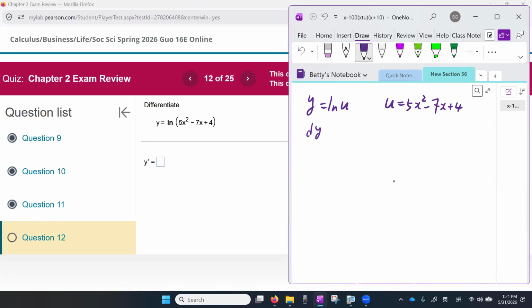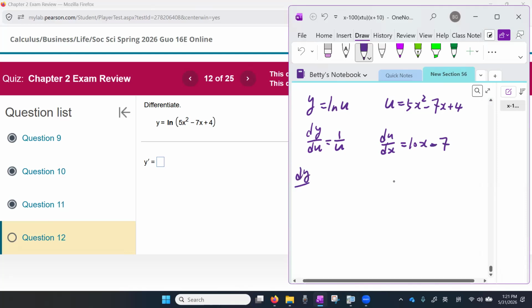dy/du is 1 over u. du/dx is 10x minus 7. The derivative of x squared is 2x, and 2 times 5 is 10, so 10x minus 7. 4 is a constant, so its derivative is 0.